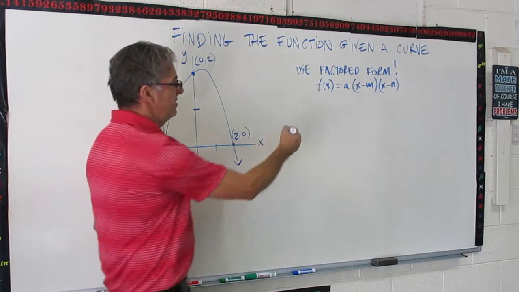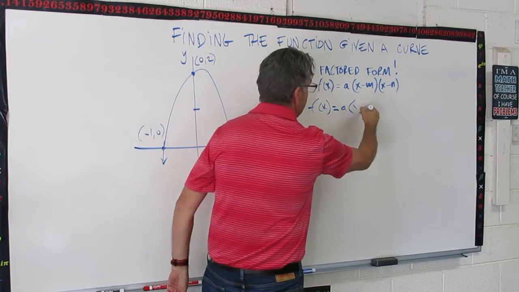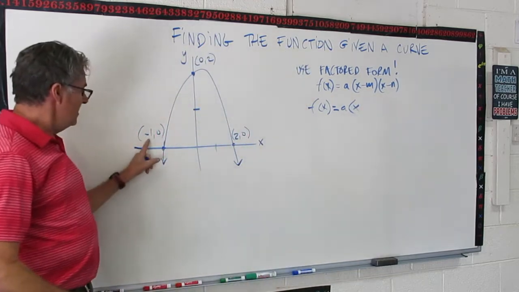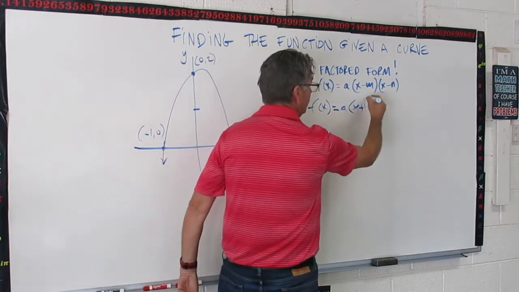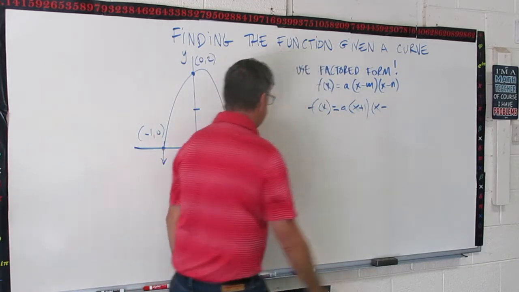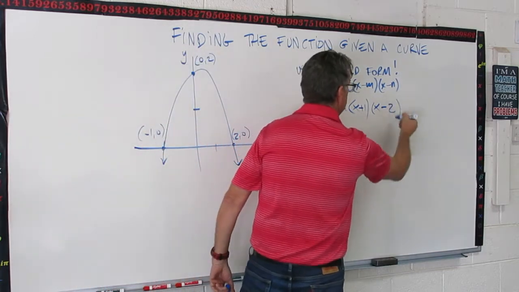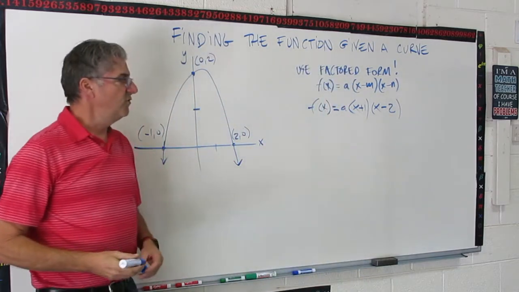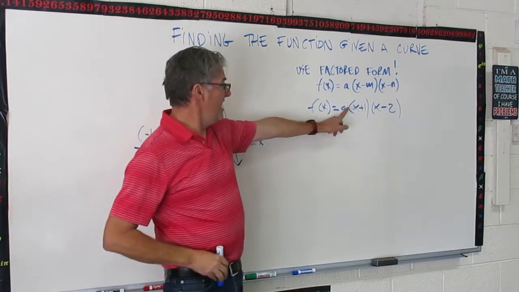So check this out. We're going to get f of x equals a times x minus m. Now m is minus 1, so that's going to be x plus 1, and x minus the n, which is 2, so this is going to be the minus 2. So there's my factored form. Now, I need a. I don't know what a is going to be.